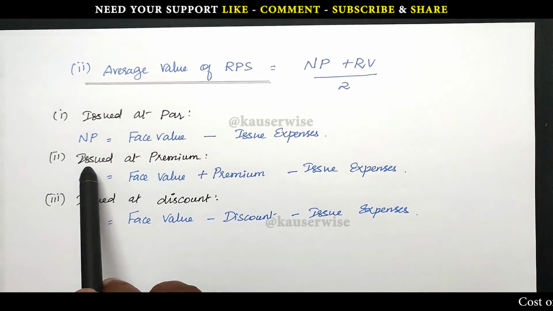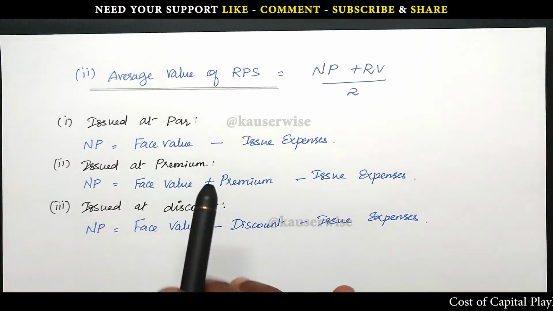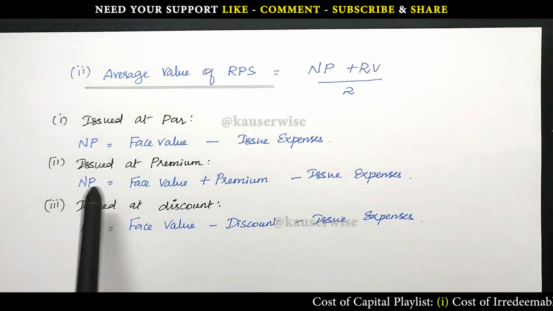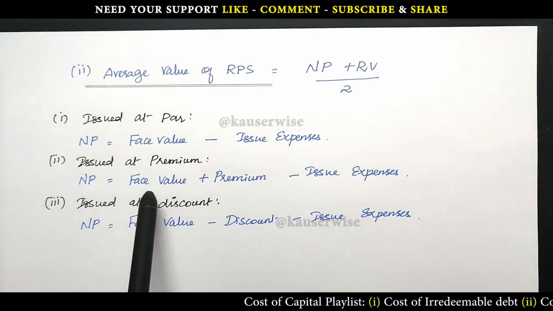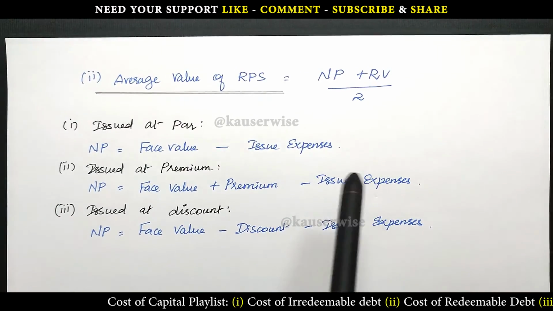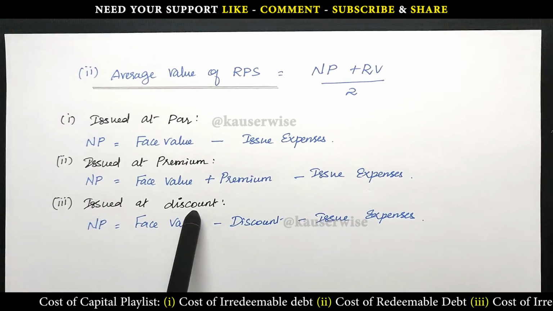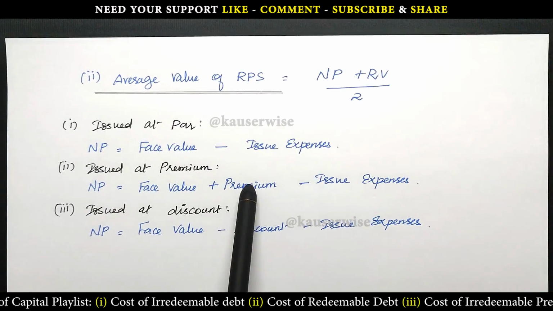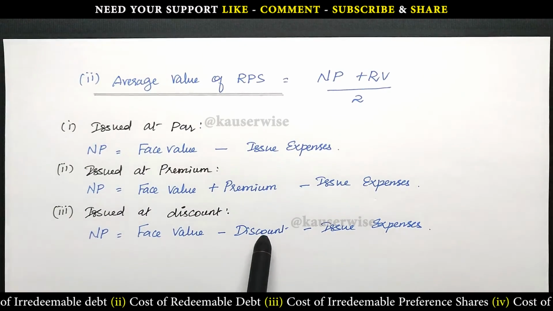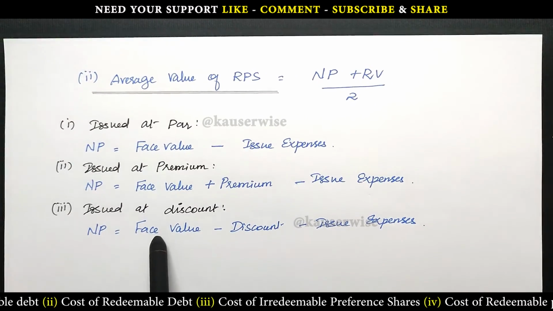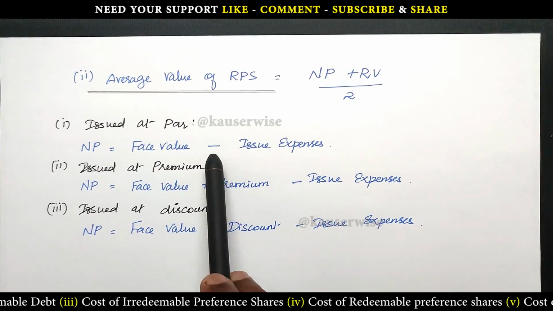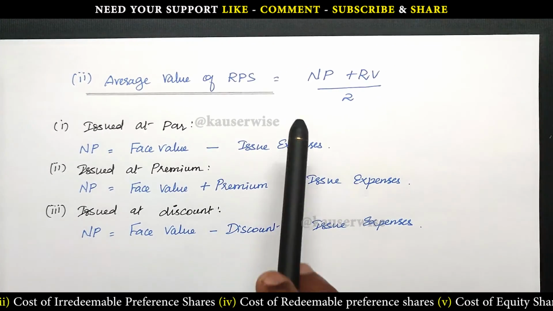The second one, issued at premium. If the company decided to issue at premium, then the formula for net proceeds is face value plus premium minus issue expenses. In case the issue is at discount, instead of premium we need to subtract discount. So in case of premium add, in case of discount subtract. So face value minus discount minus issue expenses. So these are the three different cases in order to find out the net proceeds.